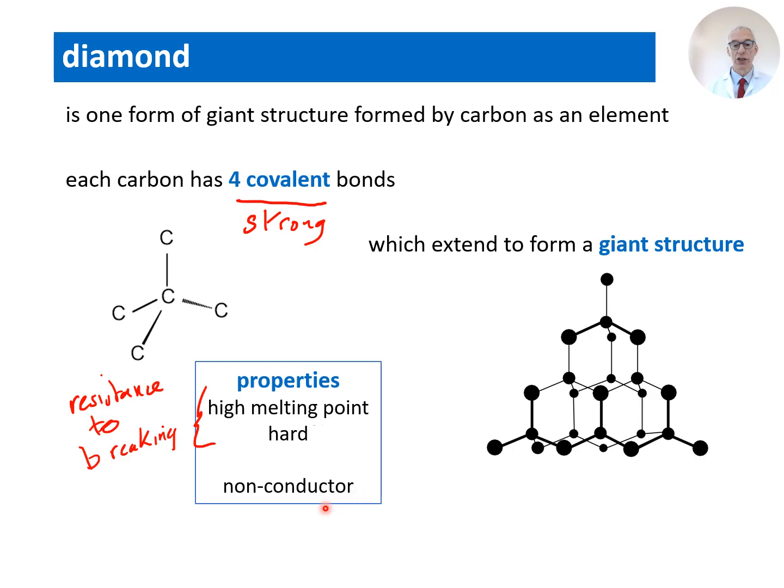Electrical non-conductance, well, that's to do with there being no free or mobile or delocalized electrons or ions. There are no charged particles in this structure. These are atoms covalently bonded. So there are no free electrons or ions.